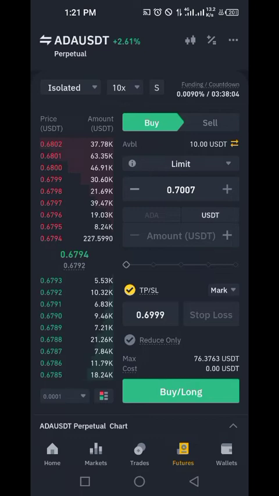If you are part of a community and you are being given signals of a trade, you'll be given the price to enter, maybe a limit or market price, then you'll be given the stop loss and the take profits. So once the price of this asset gets to this point, it will automatically exit the trade with the profit you have made.